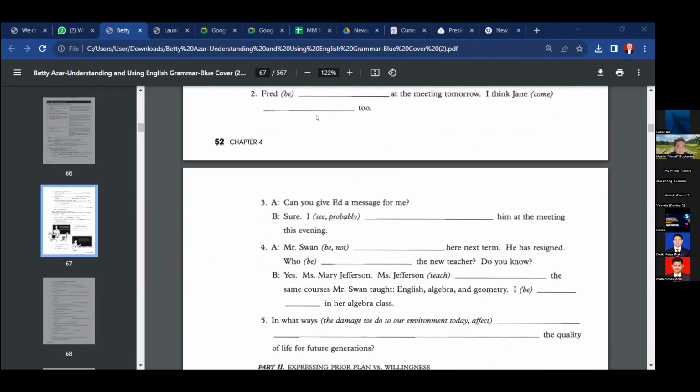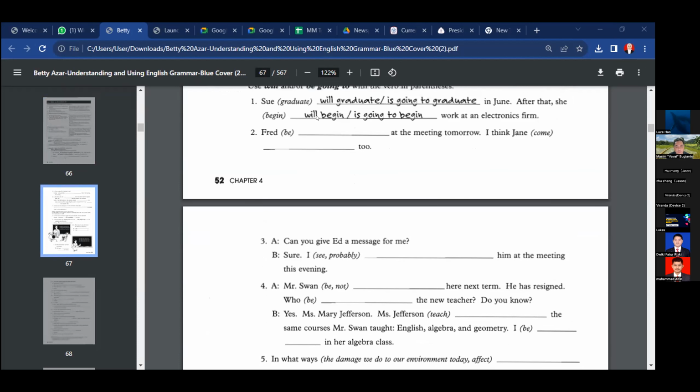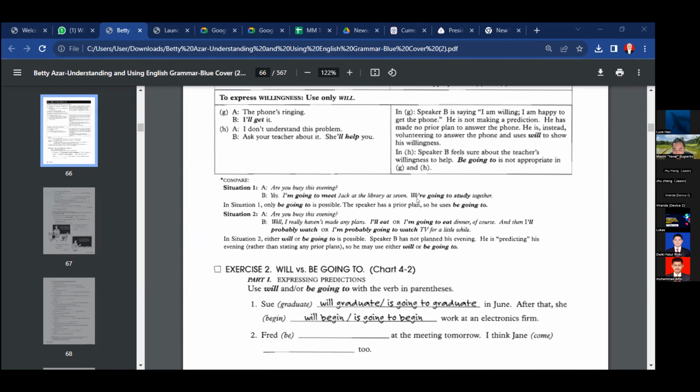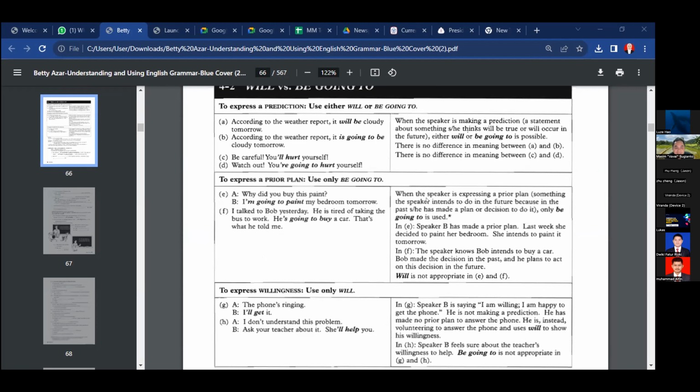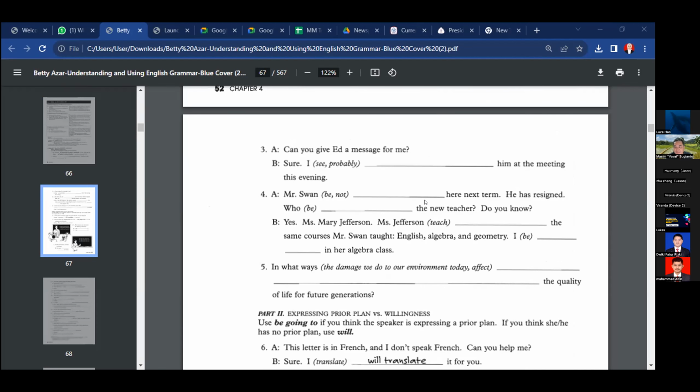Tapi will-nya itu tuh sebagai... Yes, who will be the prediction. Oh, berarti bisa juga pakai will ya, sir ya? Yes. The next is who will be the new teacher? Because do you know? Even he doesn't know. Makes sense, Pak. I think your explanation is correct. Okay. Maybe we can use the answer.